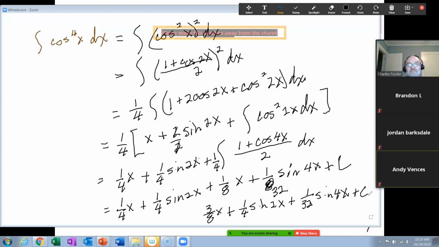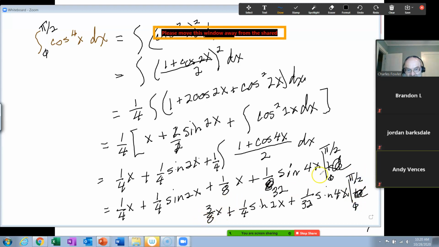Now, what if we would have had a definite integral there, say, going from 0 to pi halves? Then we would have had everything we had down to here, except we would have evaluated this from 0 to pi halves.